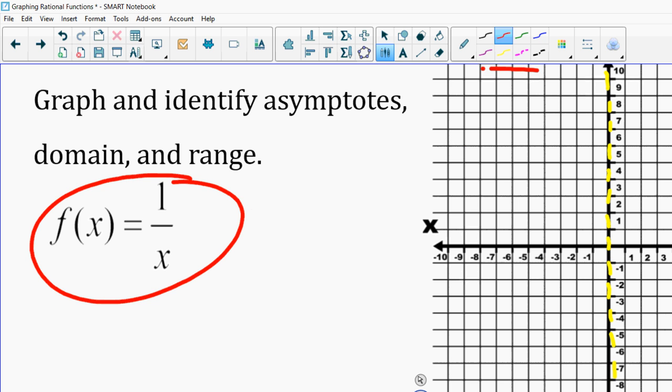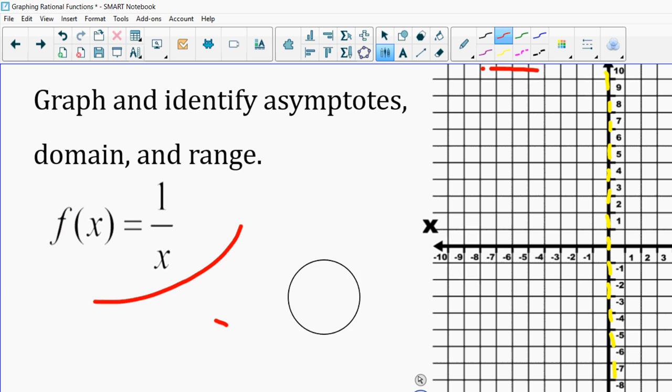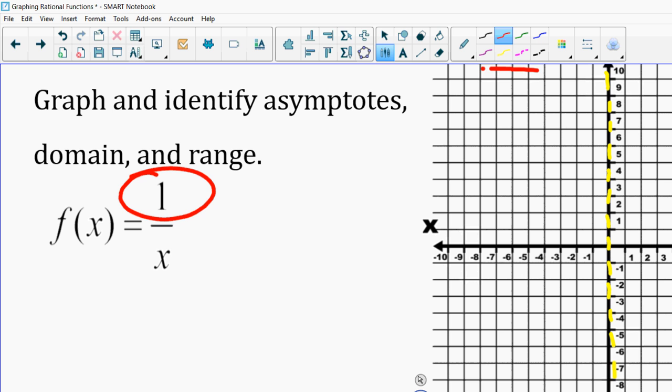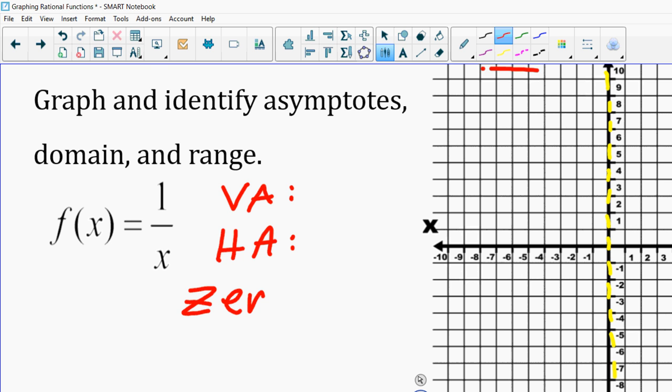Well, I want you to look at this. When is that numerator ever equal to 0? It's not. So there aren't any x-intercepts or zeros. So here's what we're going to do. When you do these problems, you're going to write vertical asymptote, horizontal asymptote, zeros. Those are the three things that you're going to have to decide.